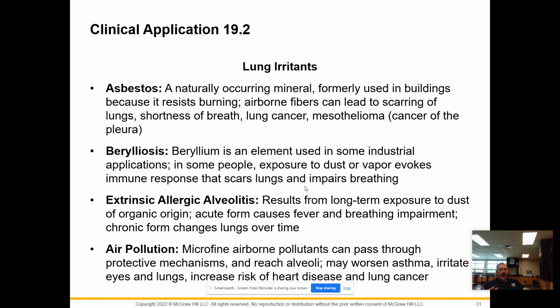Air pollutants are really, really fine. They're measured in ppm or ppb. This is parts per million or parts per billion. These are going to be really fine particles that are in the air that oftentimes reach the alveoli. This may worsen things like asthma, irritate eyes and lungs, and increase the risk of heart disease and lung cancer.